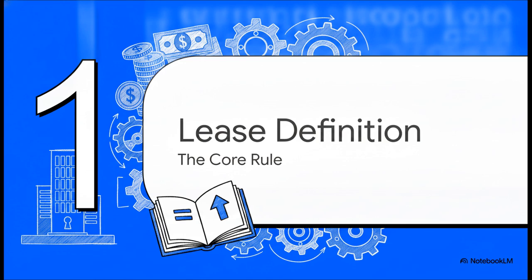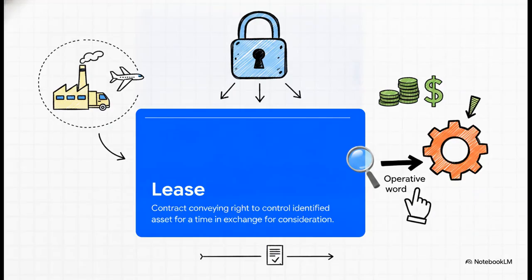Let's lay the groundwork by nailing down exactly what a lease is. Now, you might think a lease is just casually renting something, right? Well, not exactly. The specific language the standard uses here is super important. It defines a lease as a contract conveying the right to control the use of an identified asset for a period of time in exchange for consideration. The absolute operative word you need to zero in on is control.